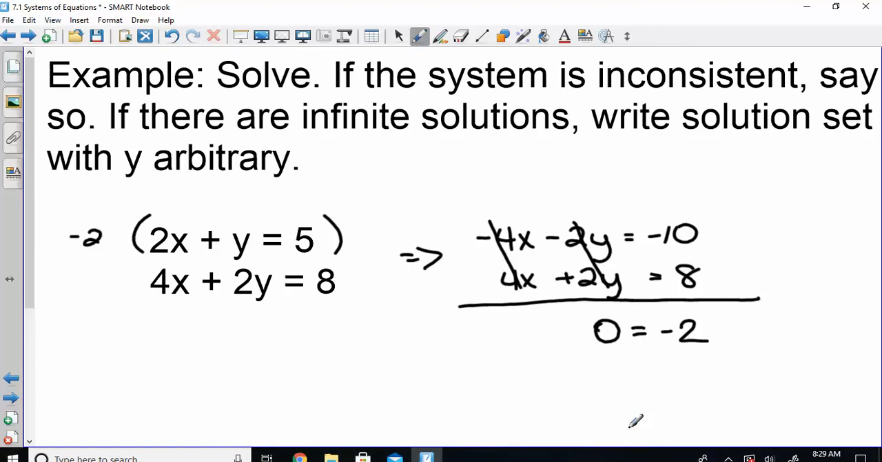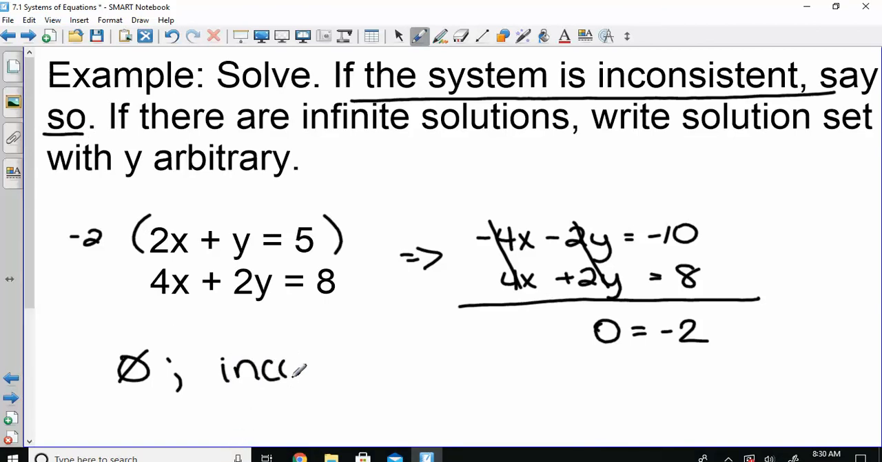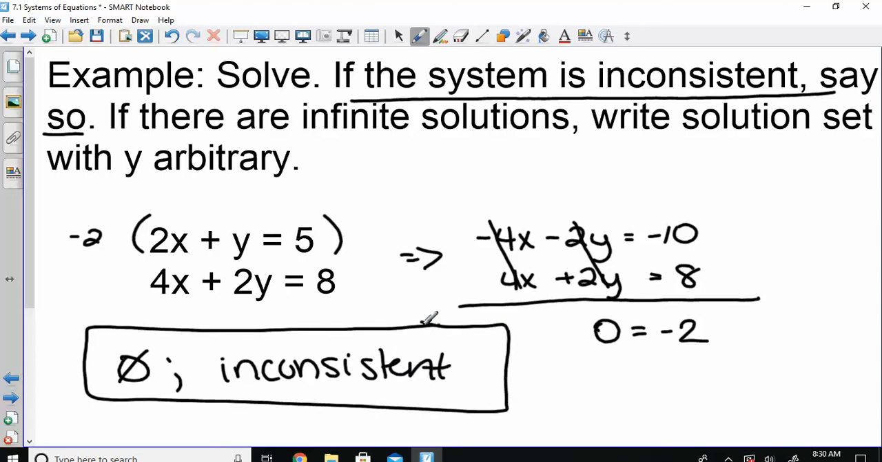So what does that tell us? No solution. I do also want, and the directions will say that, you have to identify any inconsistent system. So anytime you get no solution, it is inconsistent. You need to write both. So you need to say no solution, inconsistent. These lines are parallel. They would never meet.